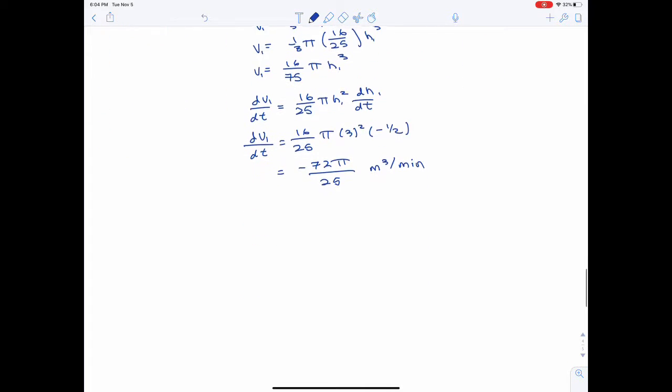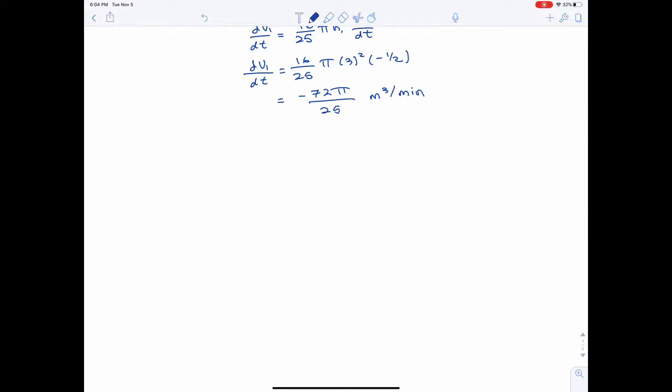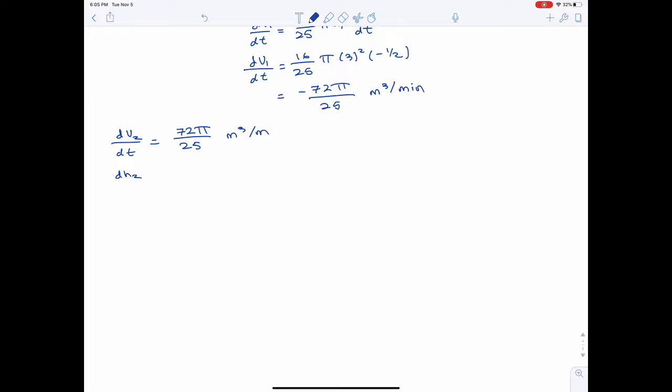So in order to do that, I'm going to scroll down here. I'm going to say the rate of change of volume 2 is that number that I found before, but now it's going into cone 2, so that volume is increasing. The question I want to answer is, what is the rate of change of the level? In other words, what is the rate of change of the height? In order to do that, I need the volume of a cylinder. So the volume of a cylinder is pi r squared h.